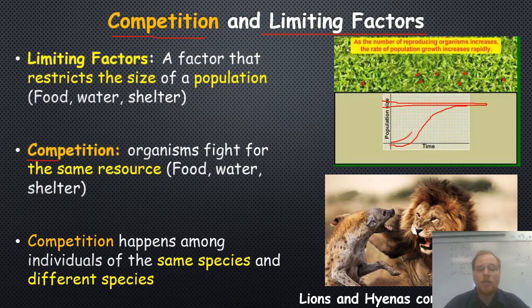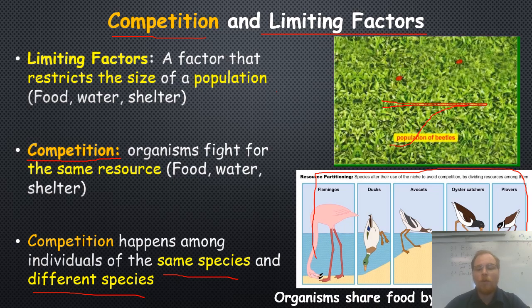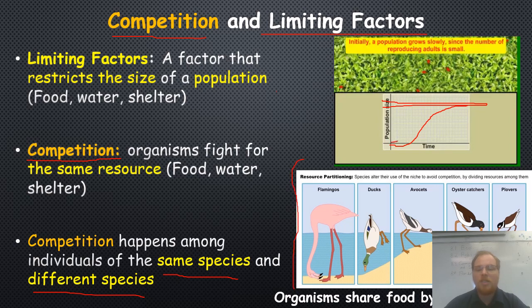Now, competition is also kind of a limiting factor where organisms are going to fight for the same resource. In this picture, you have lions and hyenas. They're fighting over the same resource of food. Now, competition happens between the same species and different species. But what's cool is that a lot of organisms, in this picture right here, are specially adapted so that they can share and they don't have to compete even though they're in the same area. Like flamingos have that really long neck so they can reach the bottom of a pond area, but these other birds are going to be fishing in the shallower areas because that's the way they've adapted.